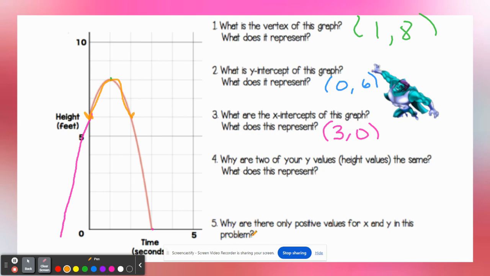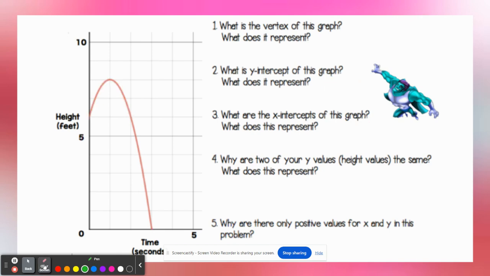And question 5, why are there only positive values for x and y in this problem? So like I mentioned earlier, time is our x value, so we're not going to have negative time. And then the height is in feet, and if this is the ground, we're not going to have him jump underground. That's the reason we don't have any negatives in this scenario.